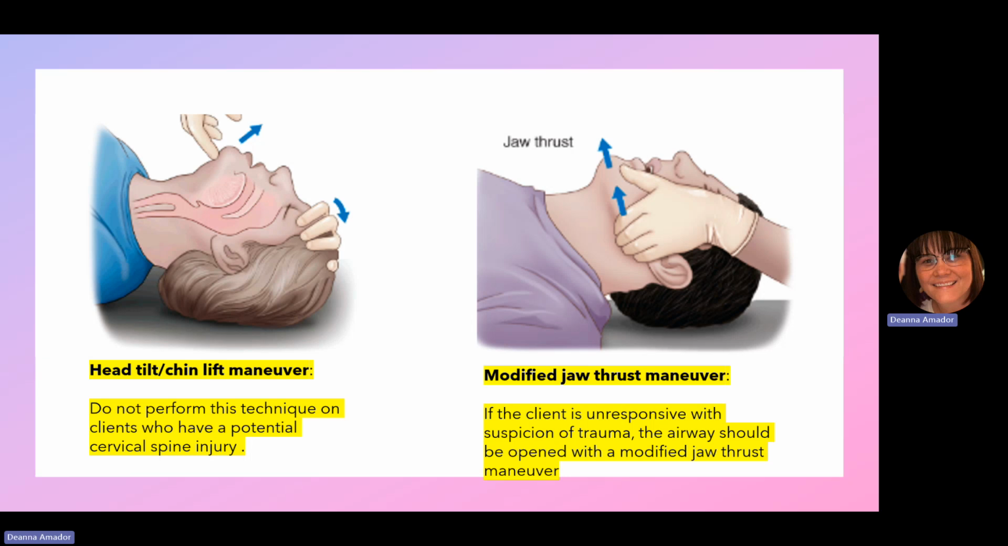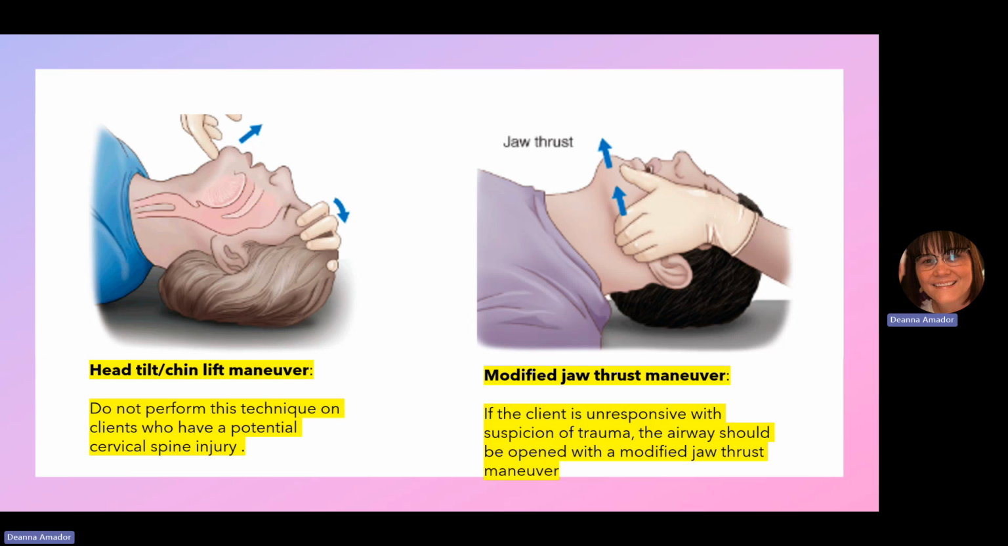So again, if the patient is unresponsive with suspicion of trauma, and we think that there's some type of potential for a cervical spine injury, we are never going to do a head tilt chin lift maneuver. If that's the case, then we would be doing the modified jaw thrust if they are unresponsive and there is suspicion of trauma.